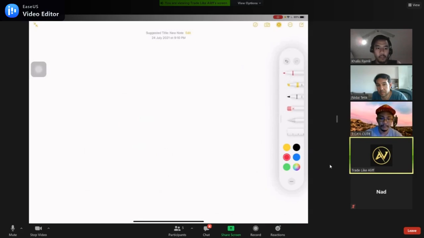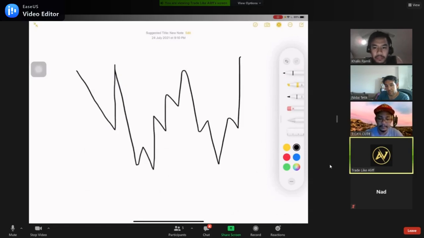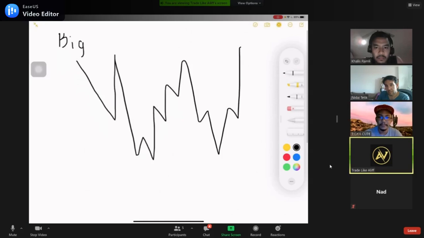Okay. First of all, we go through our SOP first. Before we go through our SOP, this is the most important thing to start trading. This is called big movement. Big movement is everything. Okay, what is a big movement?